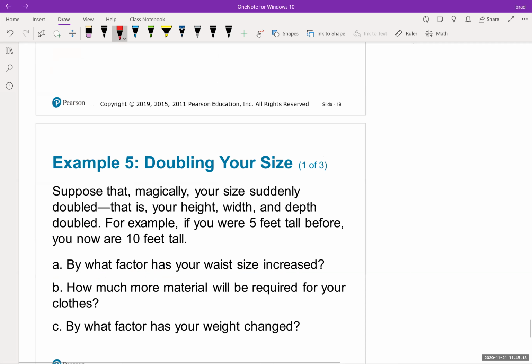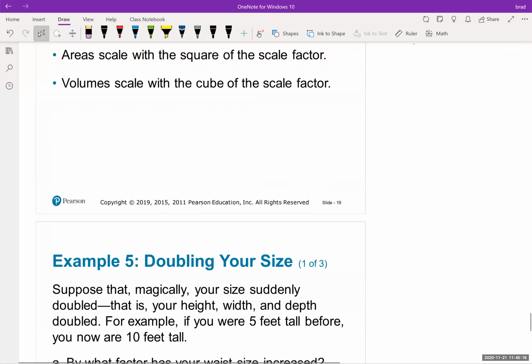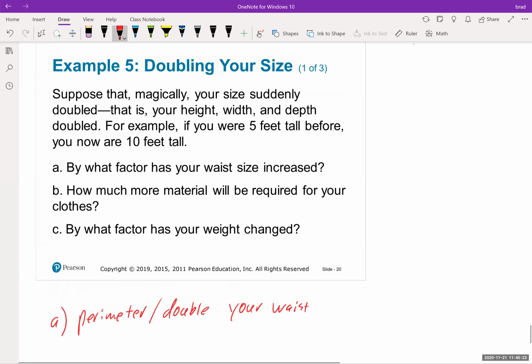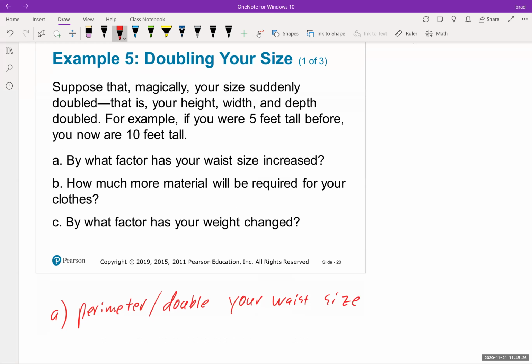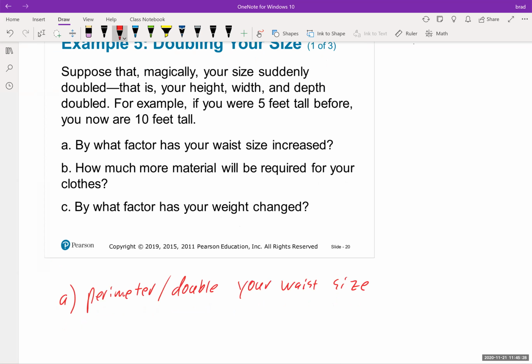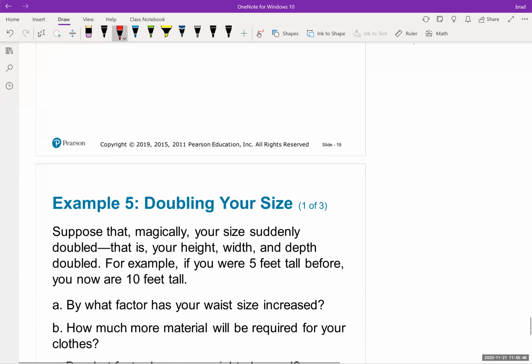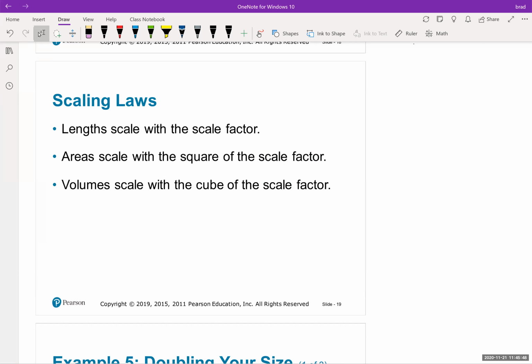So right here, look up here, it says length scale with the scale factor. So we double your waist size. Let's say the scaling factor is 2, right? So let's say your waist used to be 30 inches. It would now become 60 inches. That's what they're saying when they say length scale with the scale factor. Whatever the scale factor is, you just multiply that.